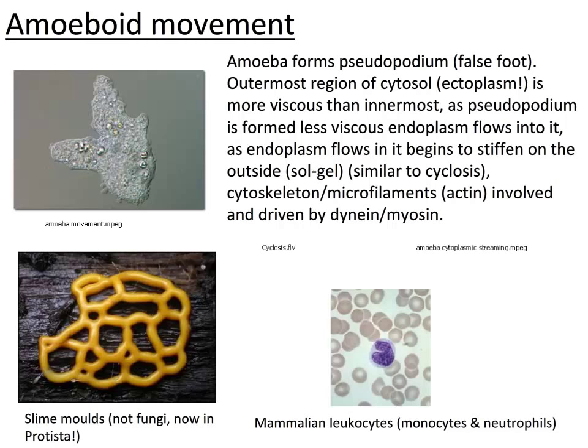Now, it's not just amoeba that use this amoeboid form of movement. Slime molds, which we used to think of as fungi but we now classify as protista, and mammalian leukocytes, as you'll see in the chloroplasts, in the cyclosis, all use amoeboid movement in order to attain locomotion.